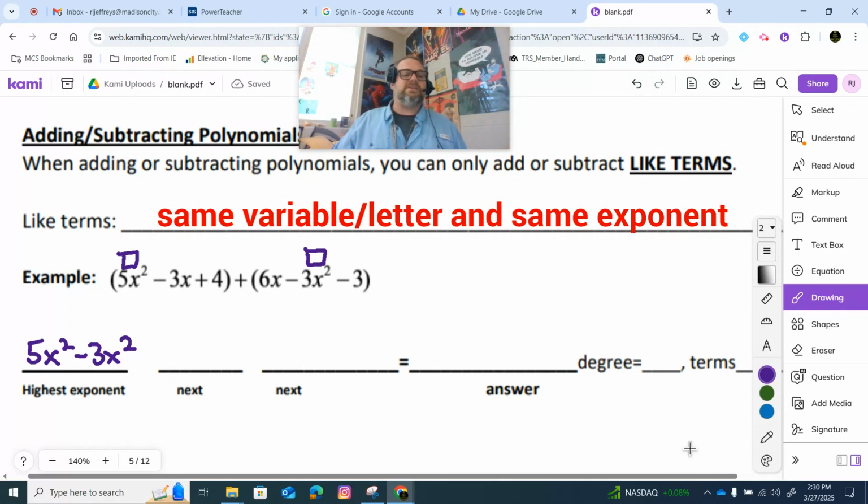All right. What is our next power of exponent? 1. So I use a dot for my ones. So I have a negative 3x plus a 6x.